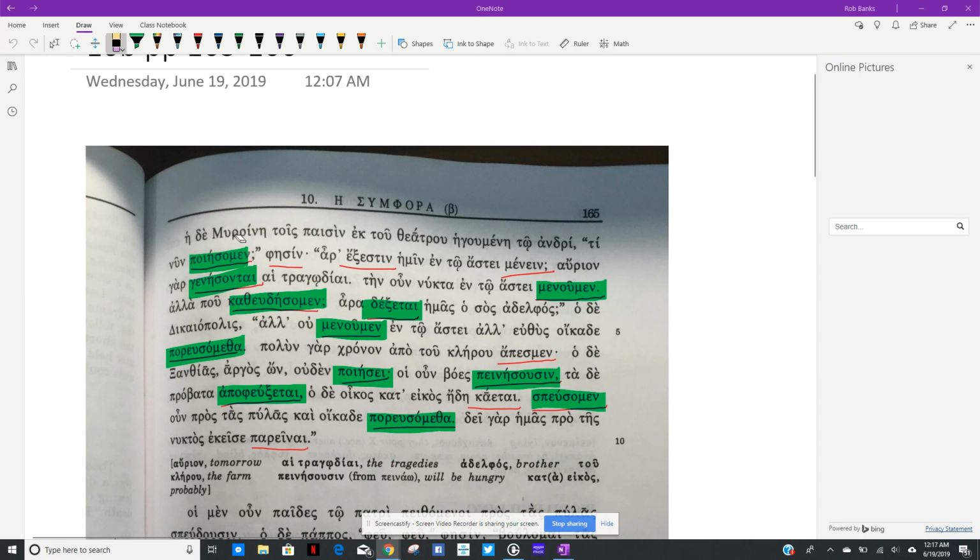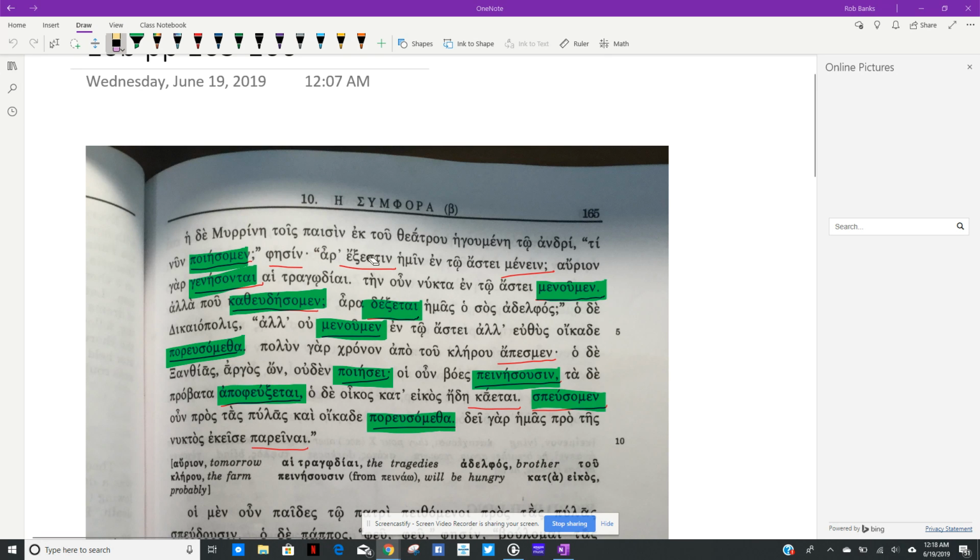So start right off here, right? So, hē de Marine is my subject. So, hē de Marine tois paisin ek tou theatrou hēgoumenē tō andri ti nun poiēsomen pasin. Okay. So Marine says, that's coming up here, right? So Marine modified by anything? Yeah, this middle participle, hēgoumenē, right? So leading the dative, tois paisin, right? This is a dative plural of pais, third declension. And you remember a D or a T in front of that dative plural S drops out. So not paidsi, just paisin here, right? So leading the children ek tou theatrou, out of the theater.